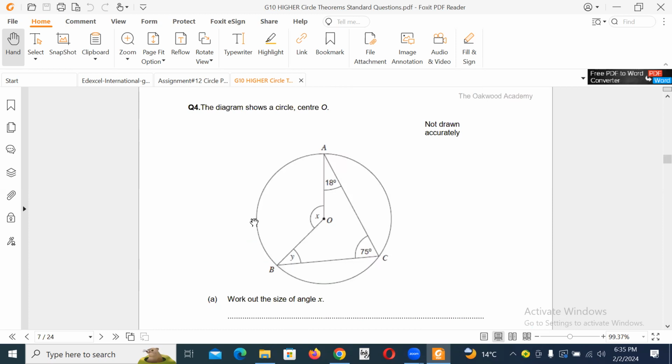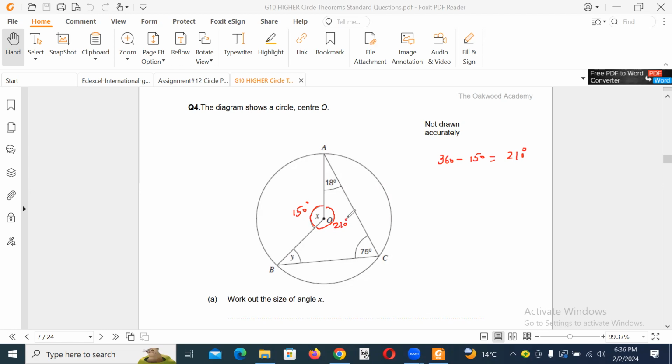Here we have the diagram showing a circle with center O, and we work out the size of x. Remember that the angle subtended at the circumference is always half the angle subtended at the center of a circle, meaning x must be double 75. Double 75 is 150. Then the total angle of a circle is 360, so 360 minus 150 is equal to 210. So this angle is 210.